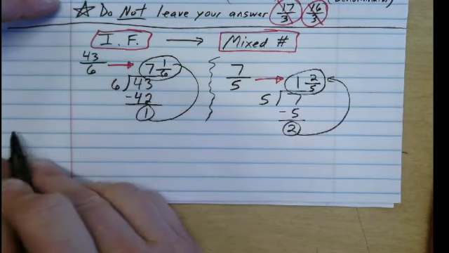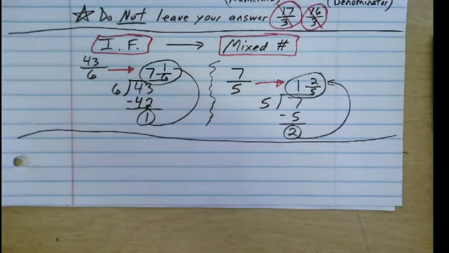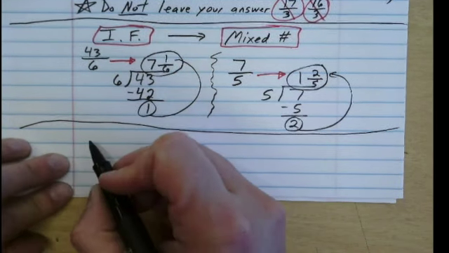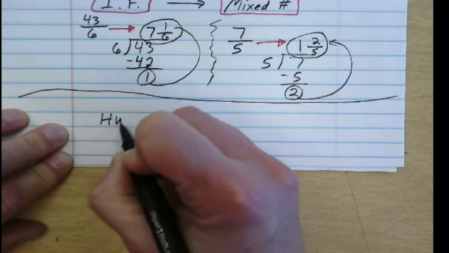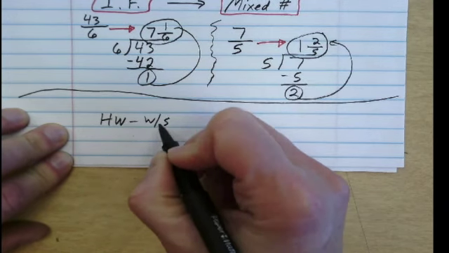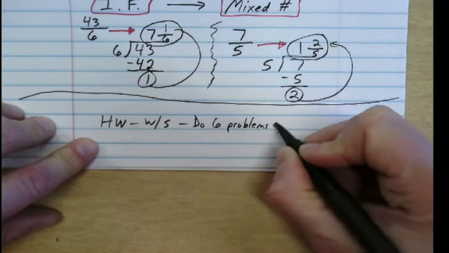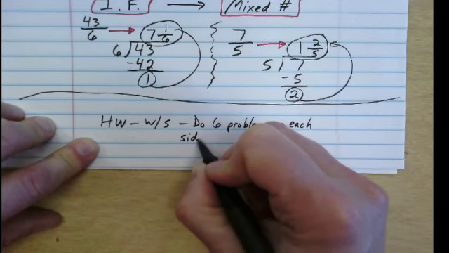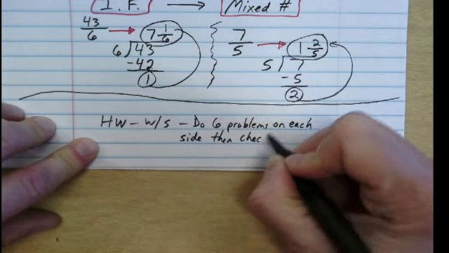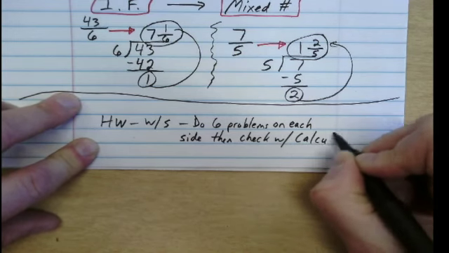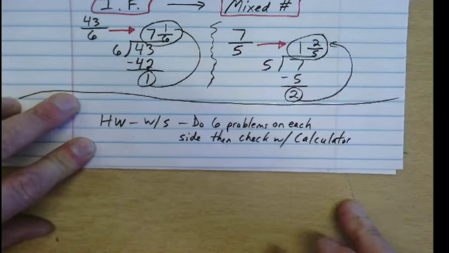So the homework that you are going to practice for this particular assignment is a worksheet, and the worksheet is an improper to a mixed number and mixed number to an improper. So I'm going to write that here. Your homework is a worksheet. You are going to do 6 problems on each side, and then you can check with a calculator. That way you're practicing how to change mixed to improper with the calculator.